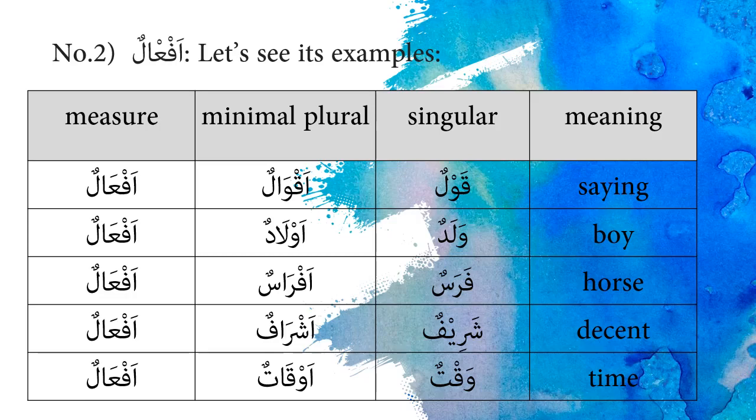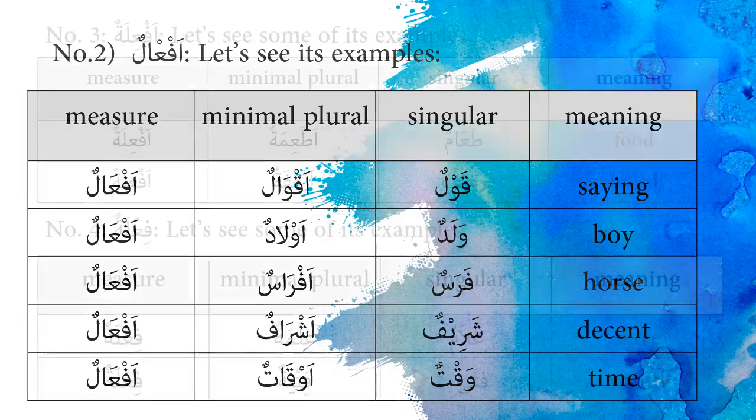Af'alun, minimal plural is afrasun, singular farasun, meaning horse. Measure af'alun, minimal plural is ashrafun, singular sharifun, meaning decent. Measure is af'alun, minimal plural is awqatun, singular is waqtun and meaning is time.